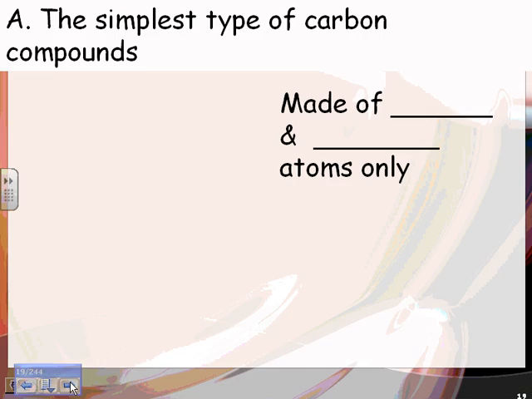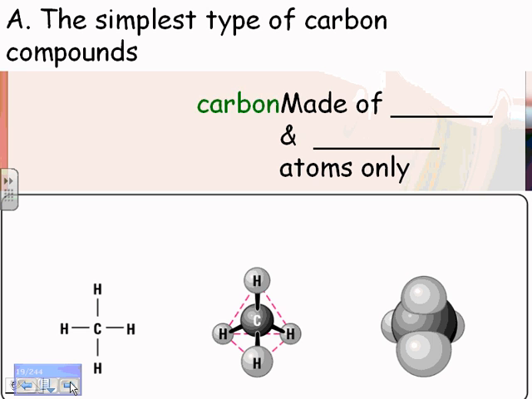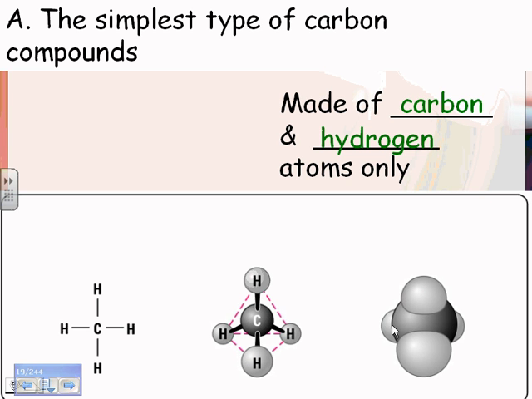The simplest type of carbon compounds are made out of carbon and hydrogen only. You don't have to memorize these, but here's methane. It's carbon with 4 hydrogens. This is the same thing shown a different way, and again, the same thing shown a different way.